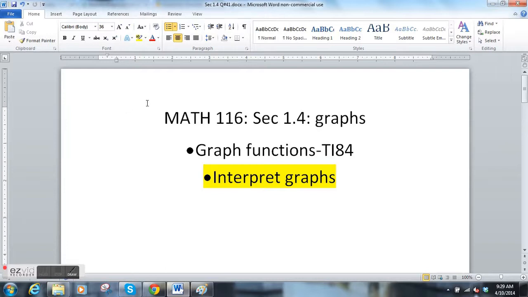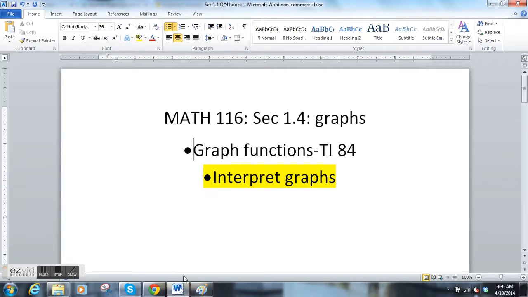Hi guys, this is Math 116, section 1.4, and the topic is graphs. So you should be able to graph functions using either your TI-84 or, if you're online, you can use one of the nice graphing calculator applications or websites. But the main thing that I want you to be able to do for a test is to be able to interpret a graph. So I have a couple examples of problems.